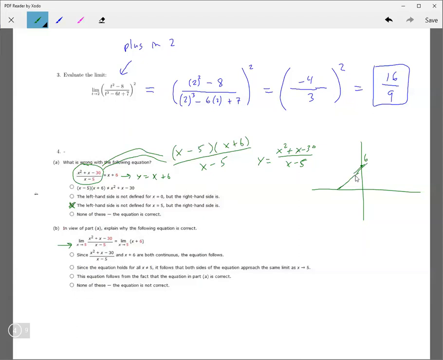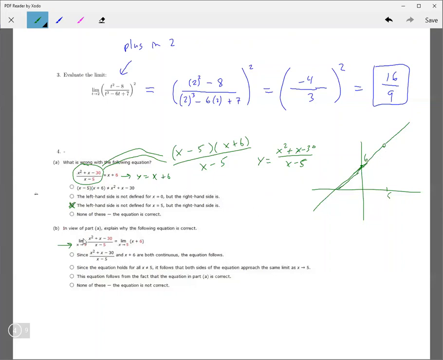But when you get to 5, it's going to have a hole in the graph. It's going to have a hole because it's not defined right there. So it's going to be this line with a hole right there. So the left side is not defined, but the right-hand side is at 5.